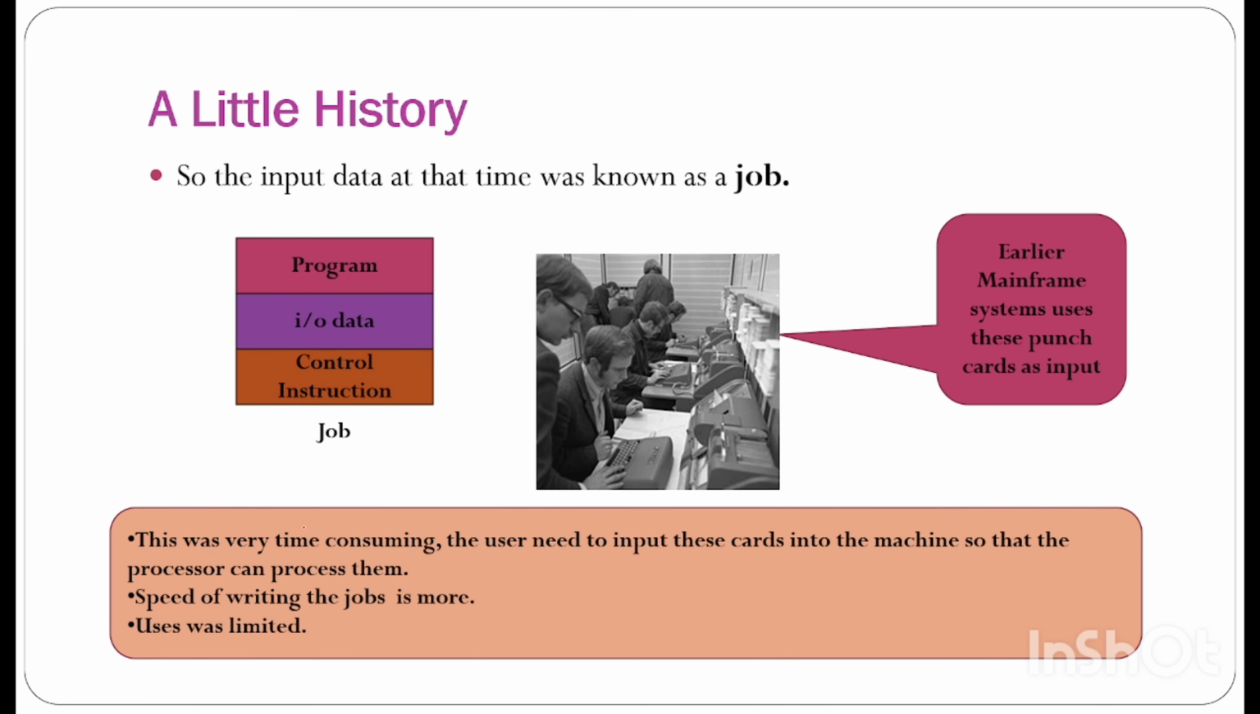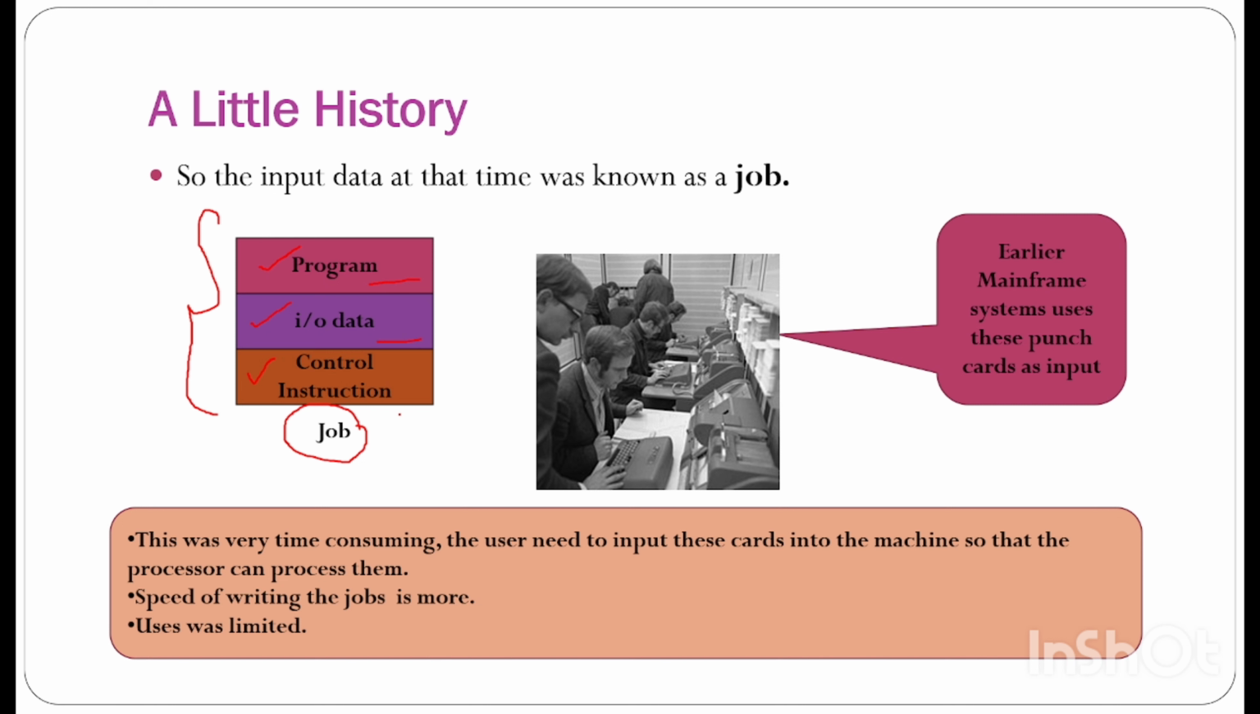So let us see. Today, we call our sequence of instructions a program, but at that point of time, a program was actually a combination of the program itself, the IO data, meaning which input and output devices you will be requiring to process that particular program, and the control instructions, right? That is, when to execute, when to use the IO devices, and so on. And this particular combination at that time was known as a job. So we didn't have a simple program, we have a job, which is a combination of program, IO data, and control instruction, right?